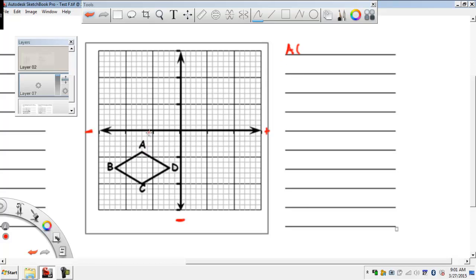A is at a negative 7, negative 4. When it moves across the y-axis, it becomes A prime, and A prime will be 7, negative 4. B is at a negative 12, negative 7. When it moves across the y-axis, the 12 becomes positive. The negative 7 stays a negative 7. So 12, negative 7 for B prime.